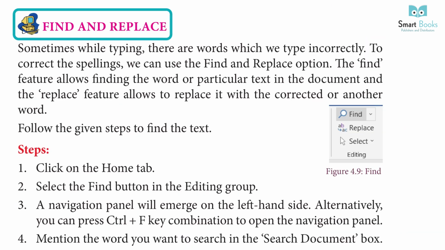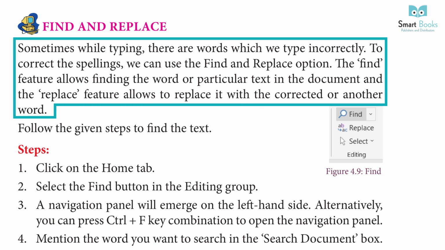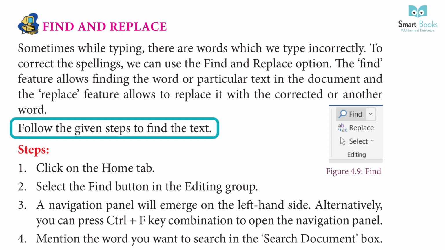Find and replace. Sometimes while you are typing, there are words which are typed incorrectly. To correct the spellings, we can use the find and replace option. The find feature allows finding the word or particular text in the document, and the replace feature allows replacing it with the correct or another word. Follow the given steps to find the text.